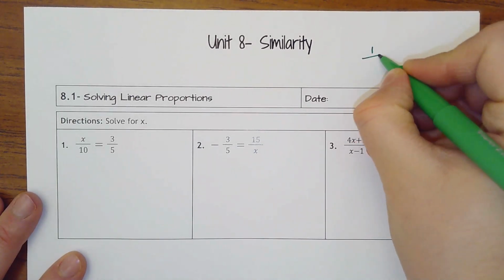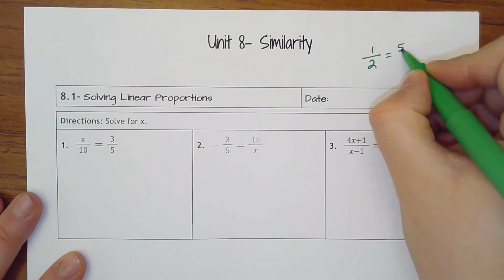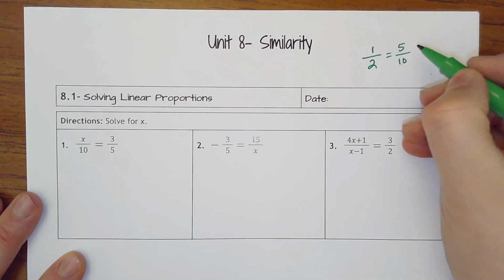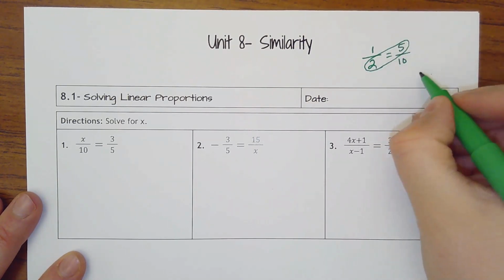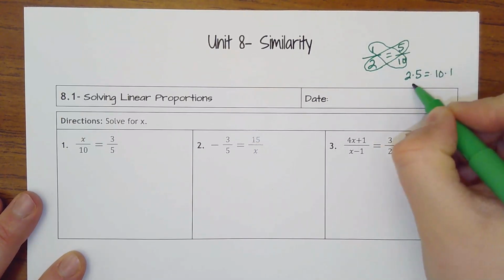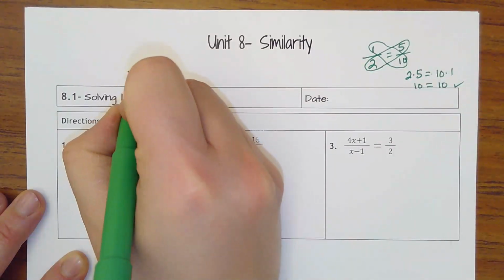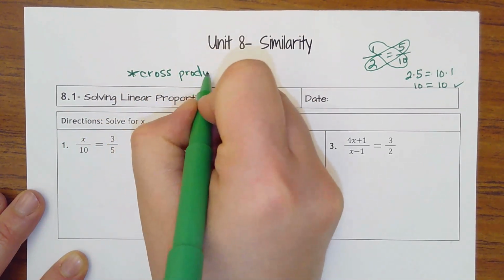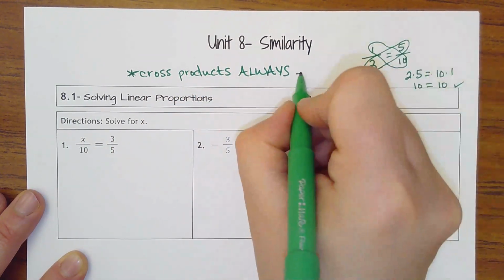But a proportion is as simple as saying a 1-to-2 ratio of something is the same as a 5-to-10 ratio. I've just scaled the numbers times 5. The other thing that's cool about a proportion is the cross products, meaning when I multiply the numbers that are diagonal, they should always equal each other. So 2 times 5 is 10, and 10 times 1 is 10. So cross products, meaning I multiply diagonally, always equal each other.